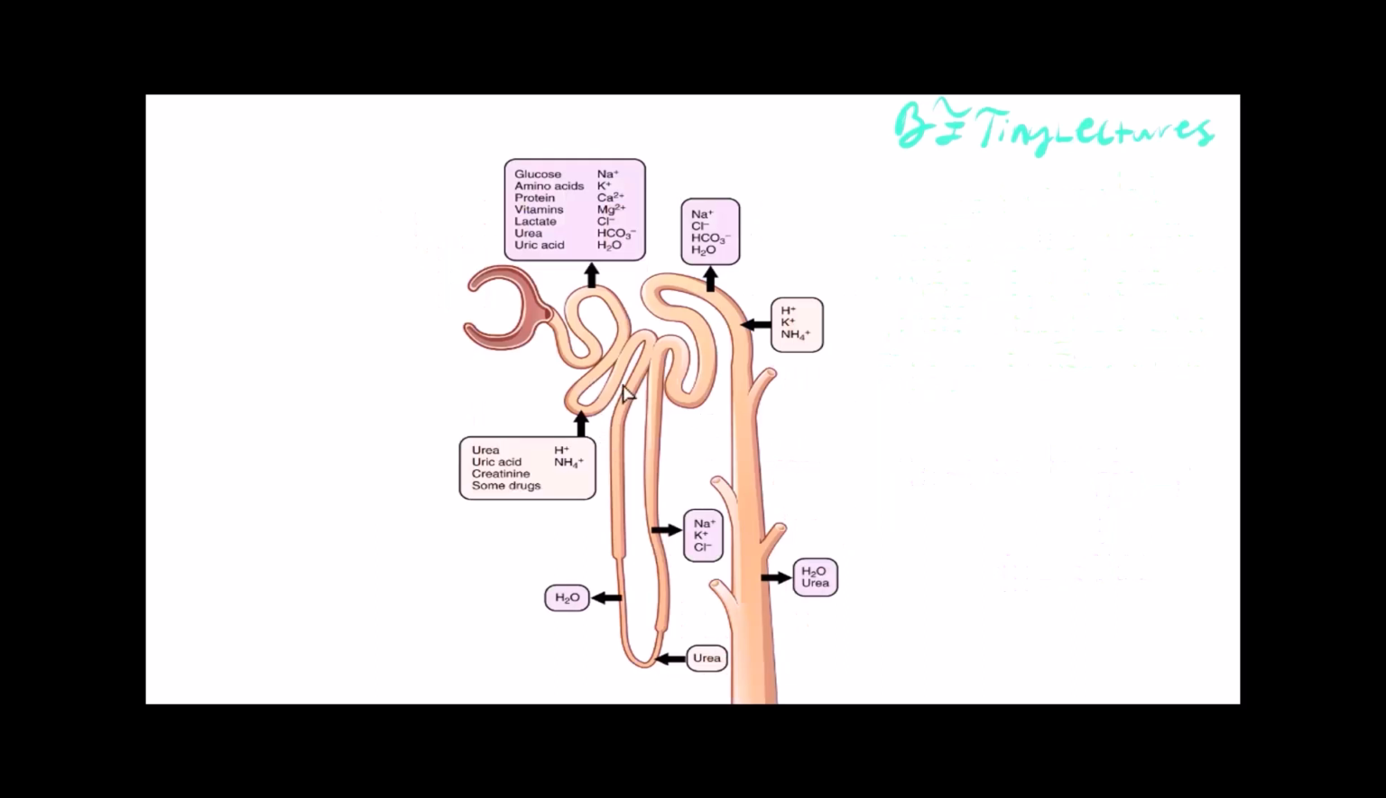When we go past the ascending loop of Henle, we enter the distal convoluted tubule, and that is this section right here. So this is the distal convoluted tubule, and it's a lot easier to understand conceptually. The main thing that you have being excreted into the bloodstream is sodium and chloride. When sodium leaves the distal convoluted tubule to enter the bloodstream, chloride is also going to leave with the sodium.